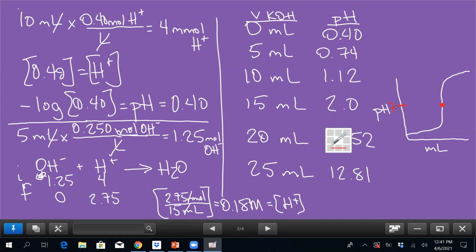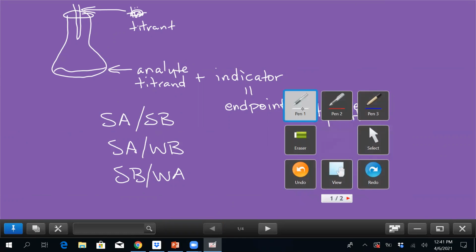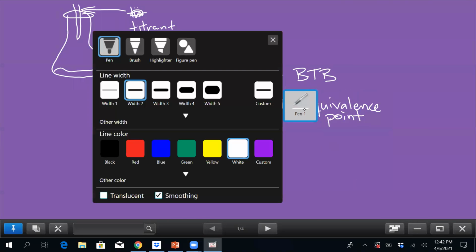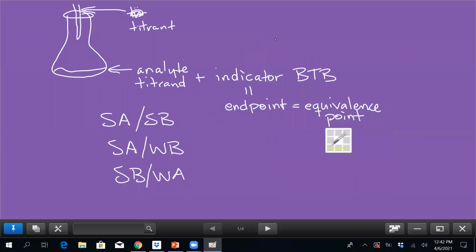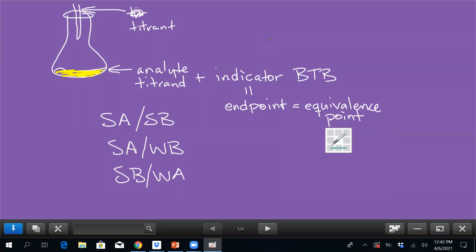Y'all get that? So tell me, in this particular incidence, what color is my analyte going to be? The abbreviation for bromothymol blue is BTB. So we're going to use BTB. And what did y'all just tell me? Yellow. So I know that my analyte is yellow to begin with. You okay with that? The KOH is colorless. As the KOH comes out, the analyte is going to turn what?